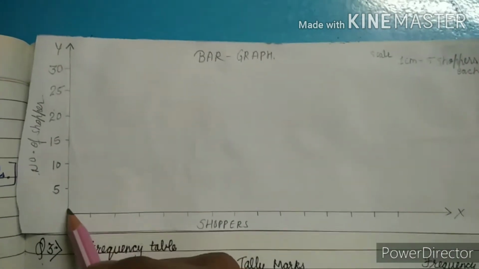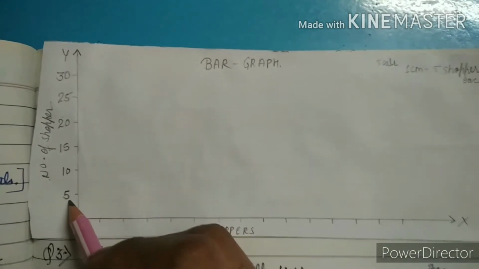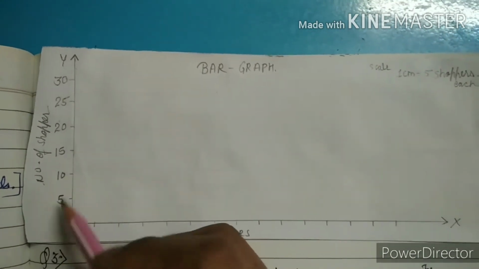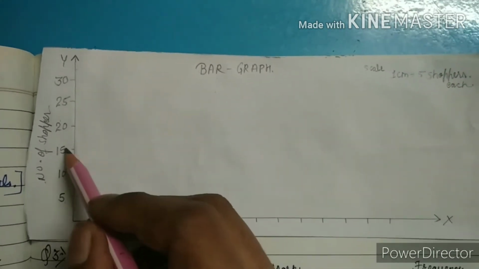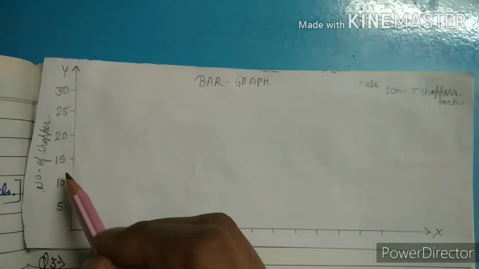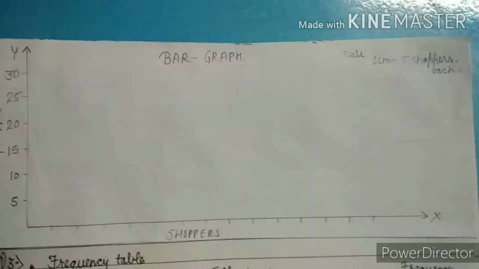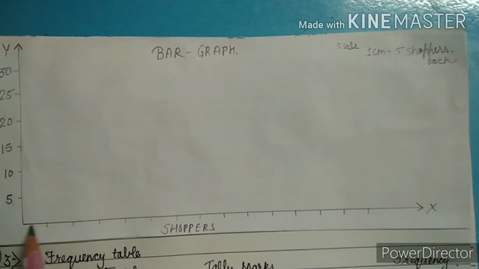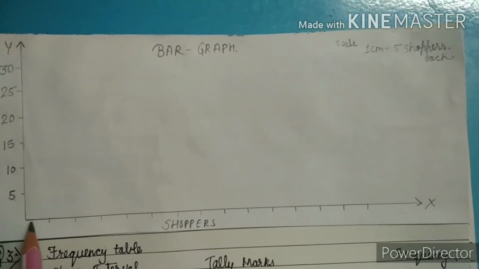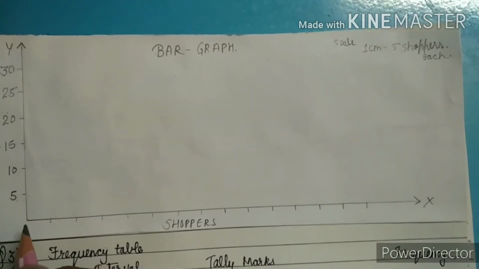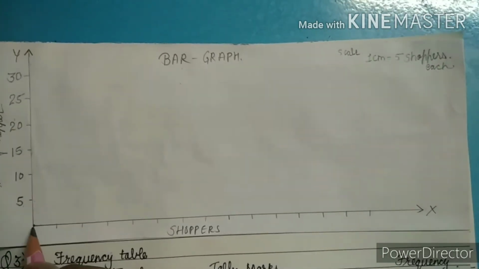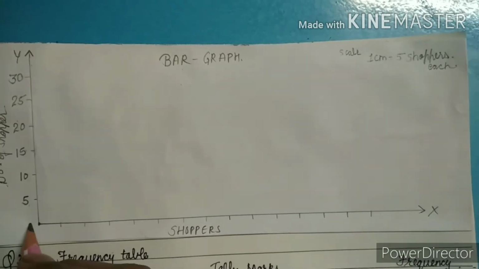It means here 1 centimeter means how many shoppers? 5. Here is also 5, here is also 5, because 5 plus 5 is 10, 10 plus 5 is 15, 15 plus 5 is 20. So as we had taken men first, we will take 1 centimeter distance from the 0. Here we have 0, that will not be shown. Okay, not to be shown.